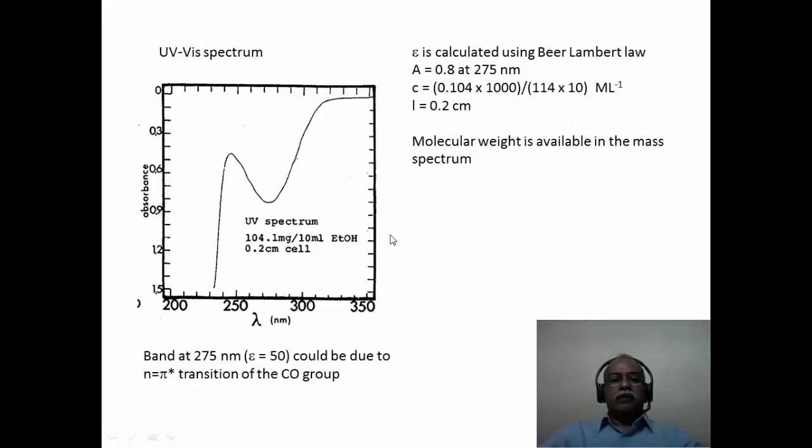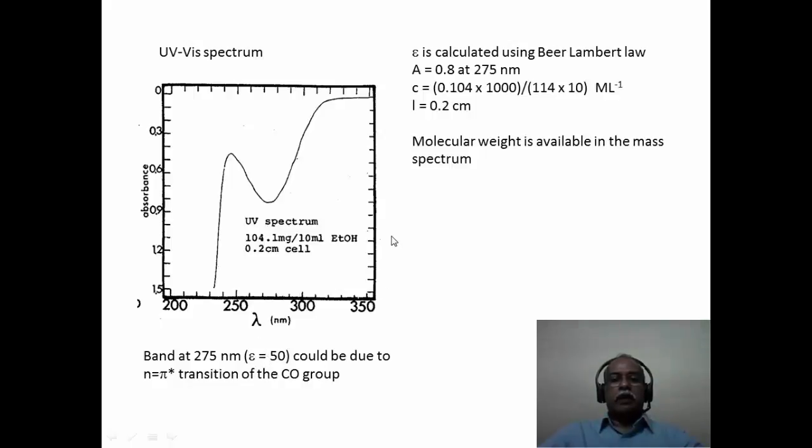This is a UV spectrum. For the first time we are trying to analyze a UV spectrum in this module. There is a band at 275. In fact, the UV spectrum is plotted upside down. This is 0 value of absorbance and this is 1.5 value of absorbance. Usually we start 0 from here and go up in the scale of absorbance. In this particular case it is reversed, so one has to read the spectrum top to bottom. The 275 nanometer peak has an epsilon of 50.